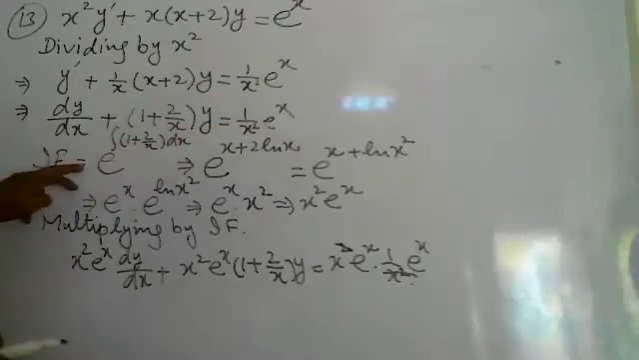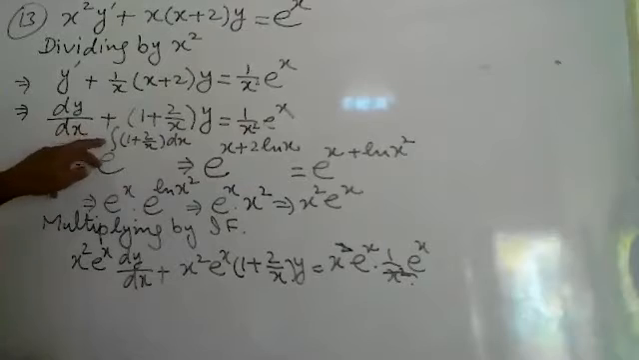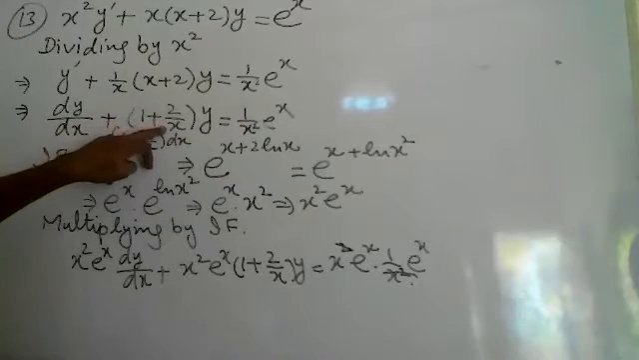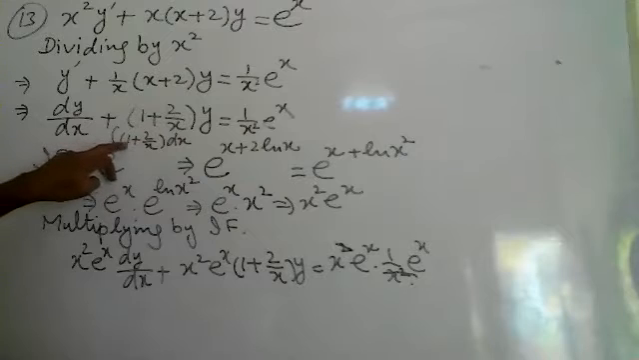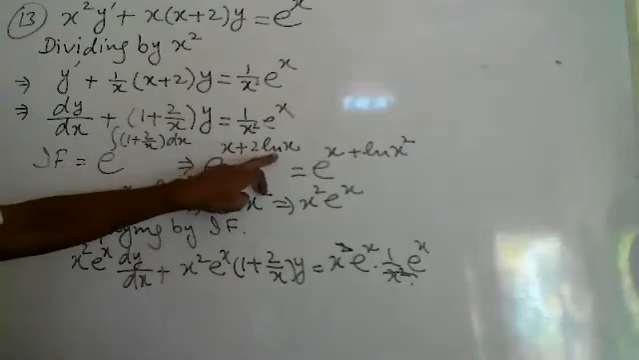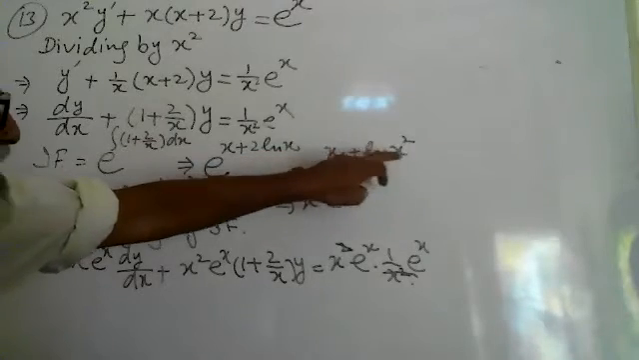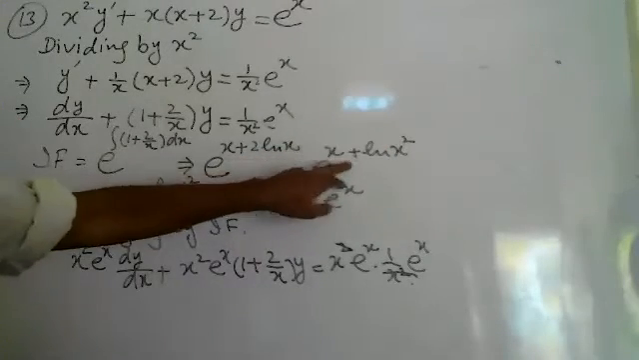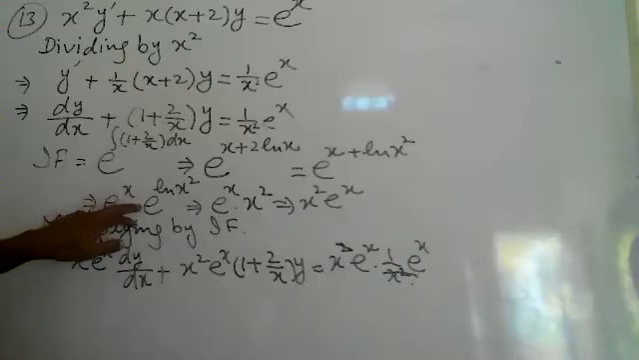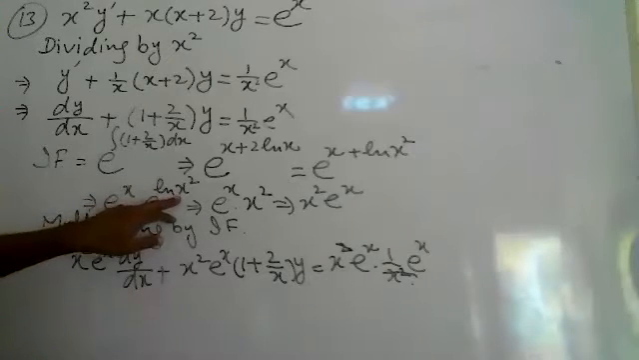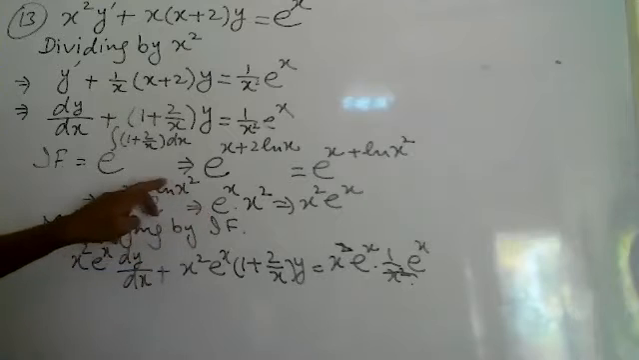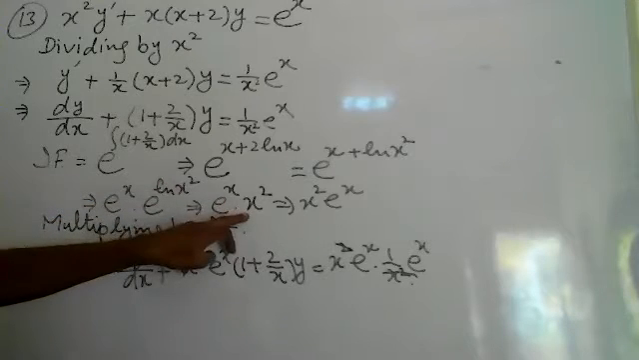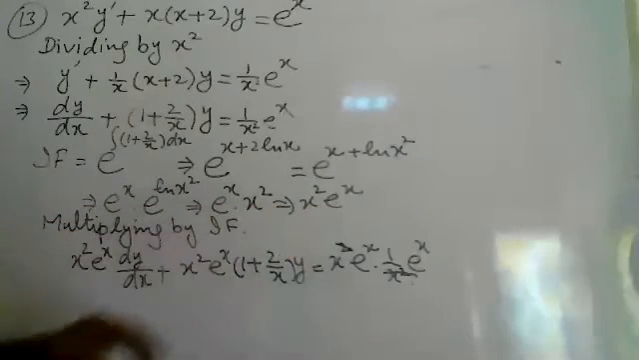We will take the integrating factor e raised to power integral 1 plus 2 over x dx. So the integration of 1 will be x. Integration of 2 upon x will be 2 ln x. It will become x plus ln x square. If we separate them, e raised to power x into e raised to power ln x square. So ln and e cancel. This is e raised to power x. x square is left. So it will become x square e raised to power x.